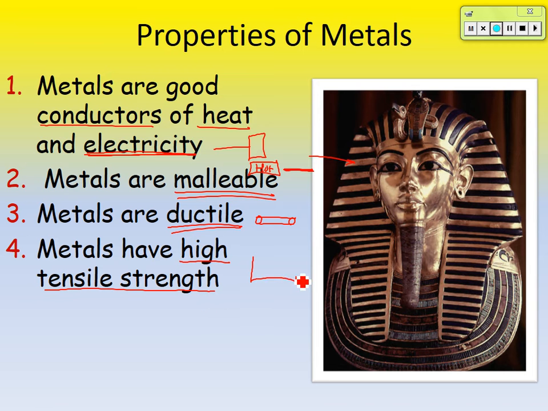Here's an example of that. If you have an iron bar here, can you just grab it and break it? No, it's very strong. It means it has very high tensile strength. So they're very strong substances.